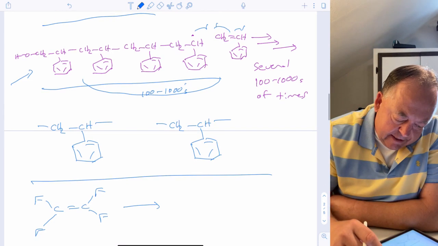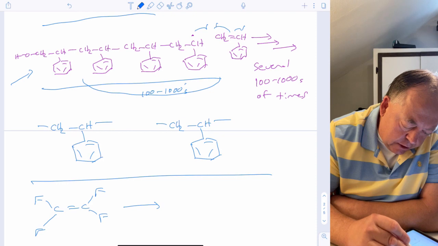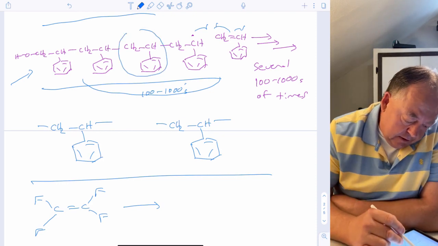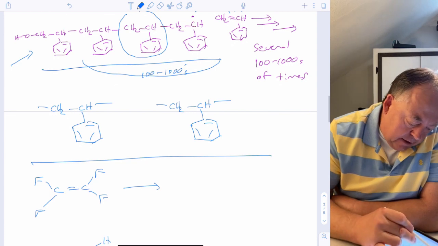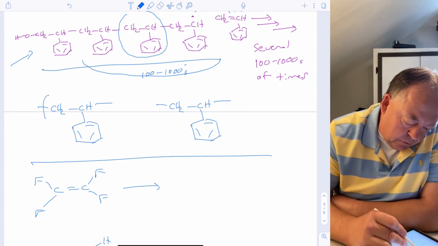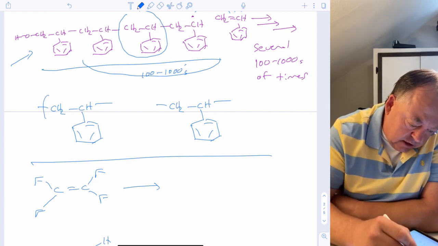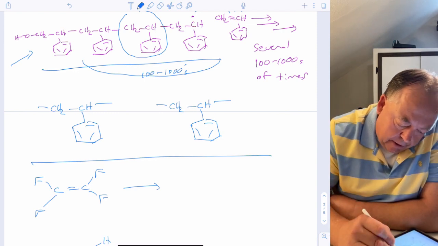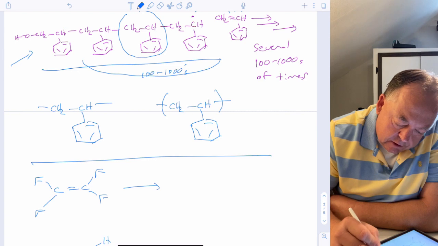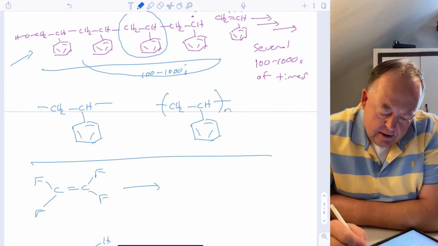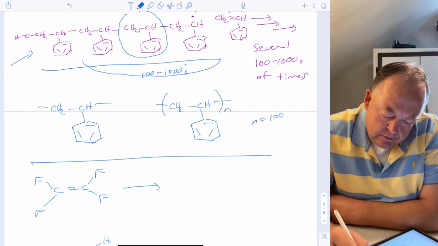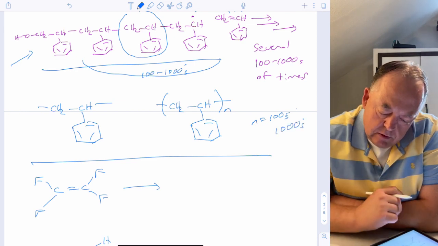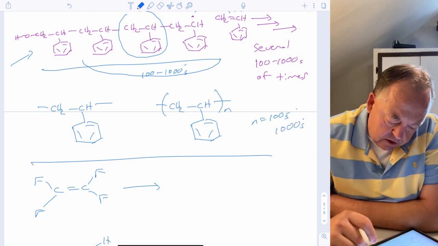And so the way to sketch the polymer, we're just going to take the unit that's repeating. So this unit is repeating, right? So we're just going to break that out, and we're going to indicate it like that. That's the repeating unit. And to indicate that it's repeating, we're going to put that in parentheses with a subscript n. And n can be hundreds to thousands. So that would be the polymer.